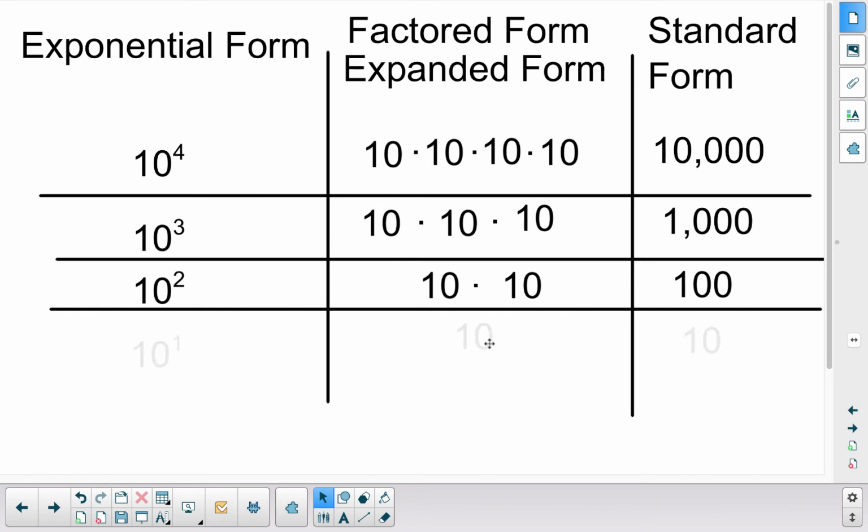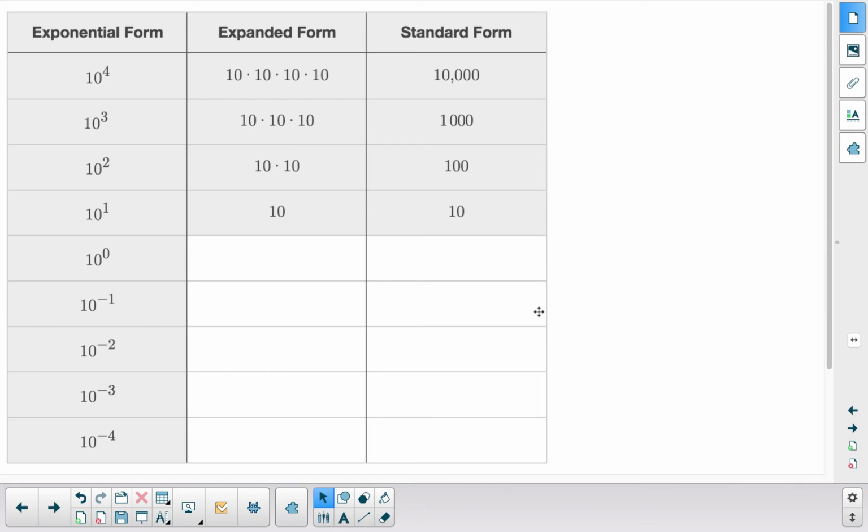And then this is a little bit tricky, but 10 to the first power, since your exponent is 1, you're not really using it as a factor. You only have one factor here, and a factor is only as good as what it's multiplied by. So if this is just one factor, your solution is 10 when you write it in standard form. Now, it does get a little bit more difficult as we go down the exponents here. You can tell I'm going to go to 10 to the 0 next based on the pattern, but what would that be in expanded form?